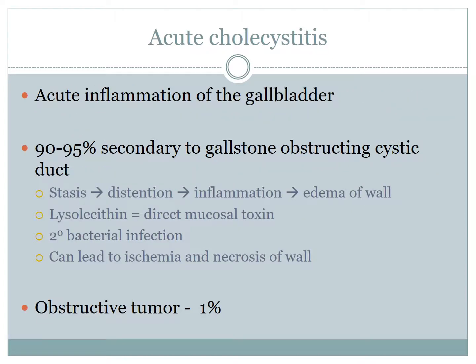So let's talk about acute cholecystitis. It's acute inflammation of the gallbladder. Over 90% of the time, this is secondary to a gallstone obstructing the cystic duct. So there's a kind of a progression to this as well. You have obstruction, then you have biliary stasis. Stasis causes distension of the gallbladder, and inflammation and edema of the wall. And then you have bacterial overgrowth. It's just kind of a vicious cycle.